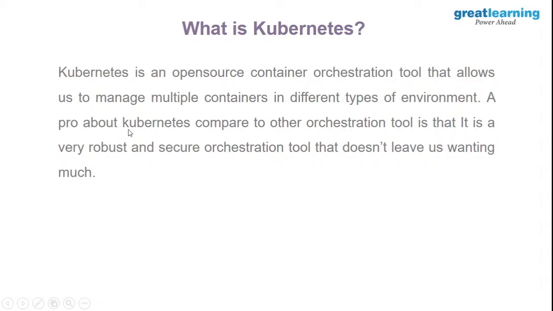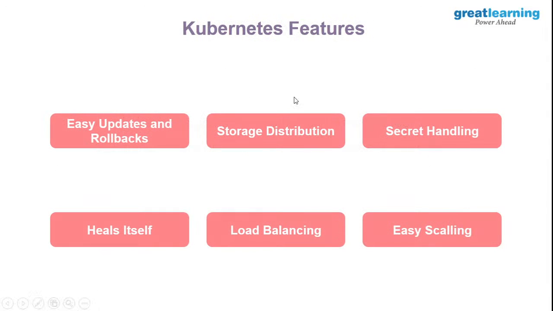A pro about Kubernetes is that it's very secure and it's very robust. When I say robust, I mean that it is very strong. It doesn't break easily. And that is amazing, especially compared to other orchestration tools. So again, I'm telling you guys, Kubernetes is a tool that allows us to manage multiple containers. You guys know what containers are? And when you have multiple containers, how do you manage them? You make use of Kubernetes. Okay? All right, so these are the features of Kubernetes.